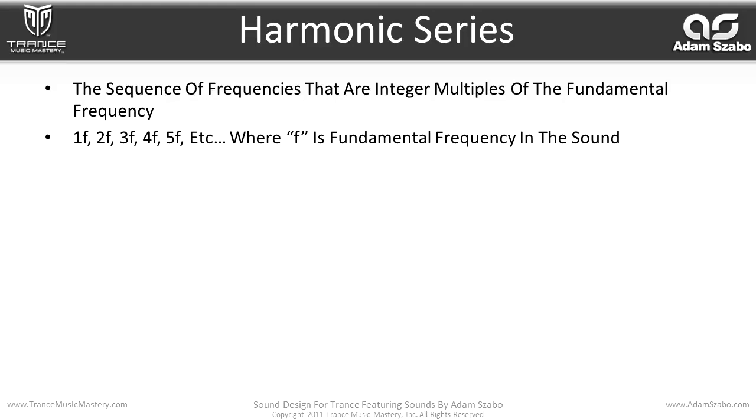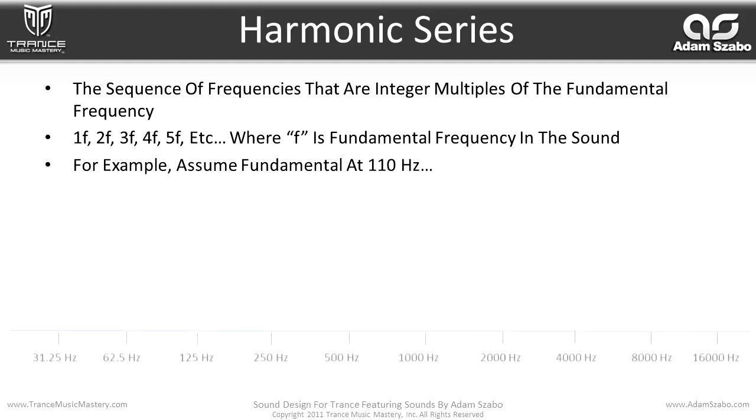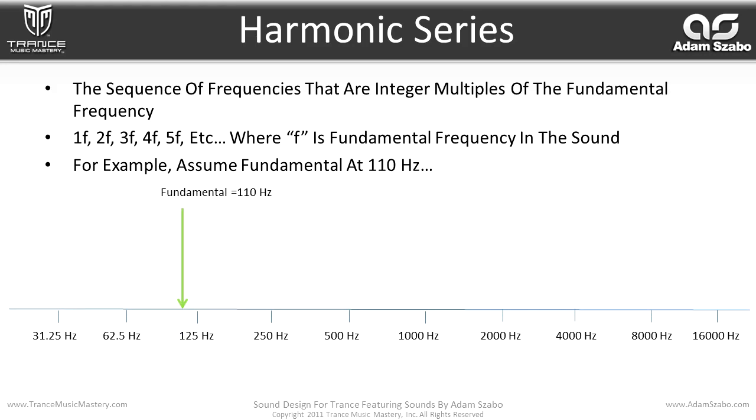So 1 times the frequency, that is the fundamental frequency. Okay, 2 times the frequency is 1 octave higher than the fundamental frequency. 3 times the frequency, 4 times the frequency, 5 times the frequency, etc. That is known as the harmonic series. So, for example, if we assume the fundamental is 110 hertz, then we'd have a fundamental at 110 hertz. 2 times the frequency would be 220 hertz. 3 times the frequency would be 330 hertz. 4 times the frequency would be 440 hertz, and so on.